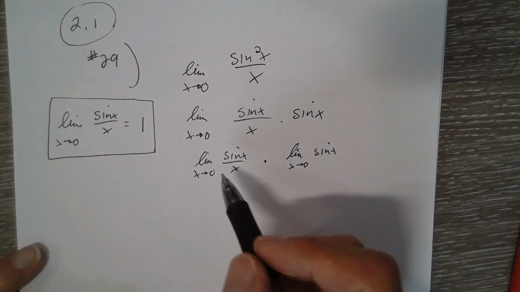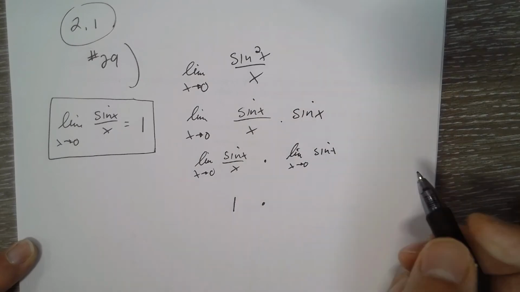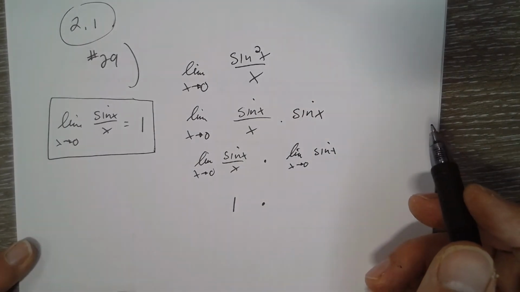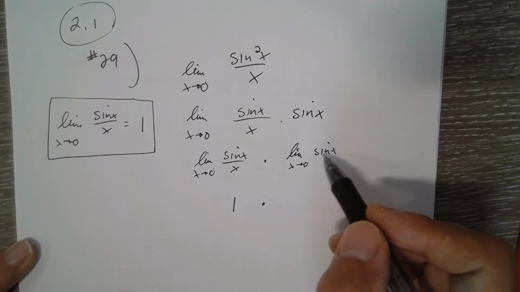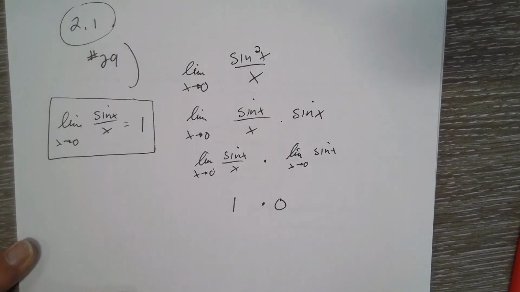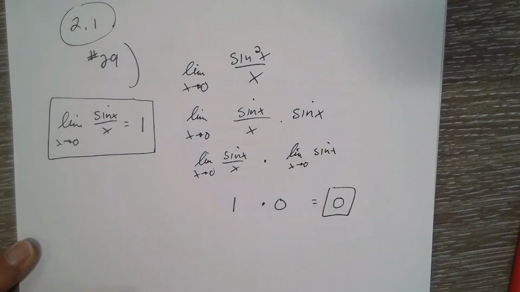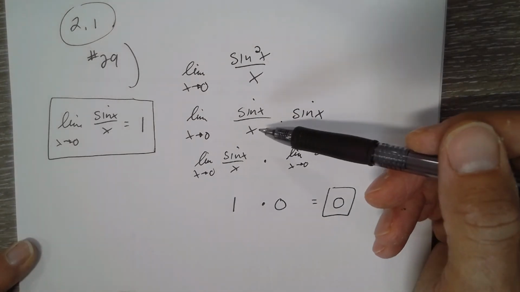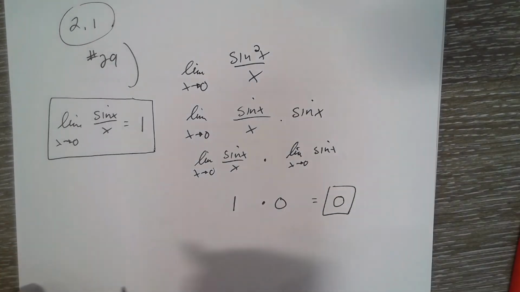Well, we just said that the limit of sine x over x as x goes to 0 is 1. What's the limit of sine x as x goes to 0? Did somebody say 0? It's 0. Sine of 0 is 0. So we get 1 times 0, so 0 is our answer. So search for sine x over x's. There's one in number 27. Maybe I'll roll into that one.